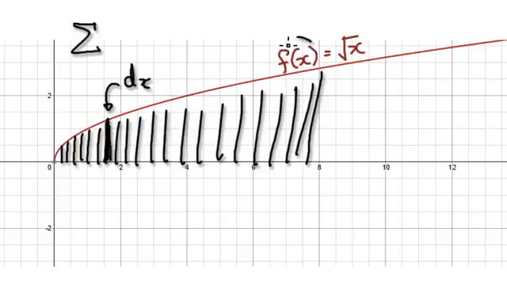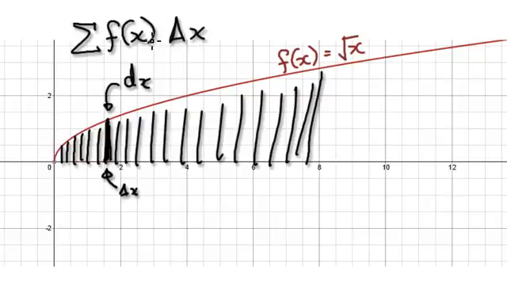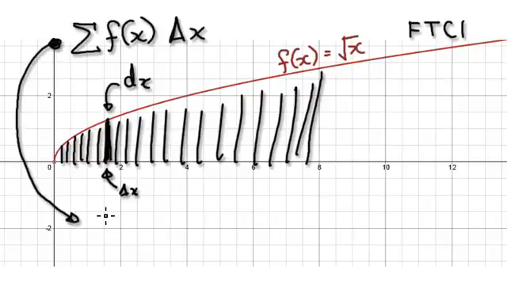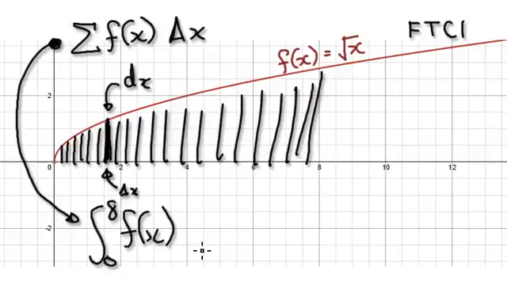The height of this rectangle here is f of x, and then we would times it with the width of this thing here. So this width here is delta x. So in effect, what we're doing is summing up all the rectangles. But then we use the fundamental theorem of calculus 1 to be able to jump from here to just working this out: the integral from 0 to 8 of f of x dx.